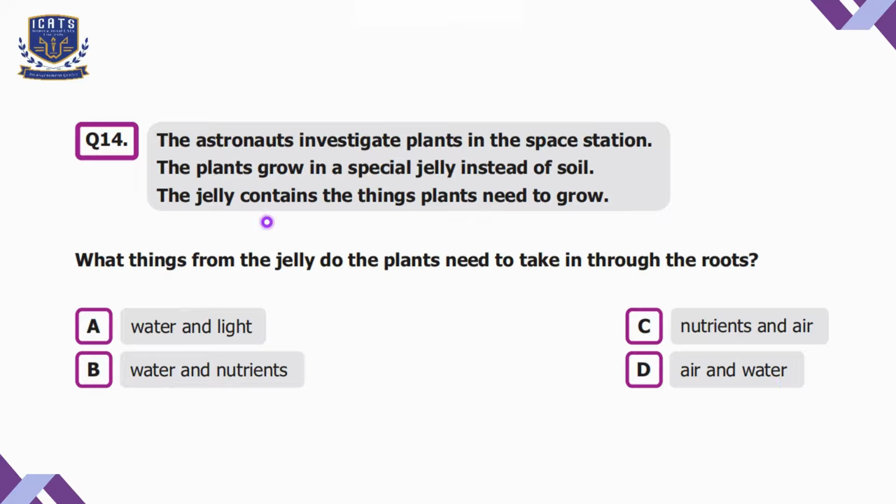So we know that the plants need water and nutrients to grow and they absorb these basic things through their roots. It is given in the paragraph that in the space station, the special jelly replaces the soil and provides these essential things to plants. And the light usually is absorbed through the leaves for photosynthesis. Roots cannot absorb the light in the same way as they can with the water and nutrients. So we can say that option B, the water and nutrients, will be absorbed through the roots from the jelly.